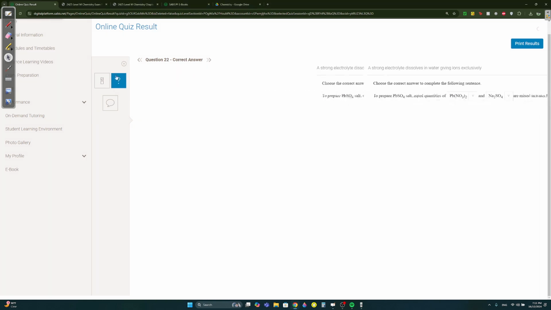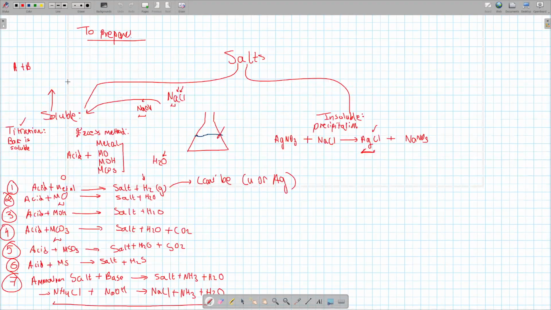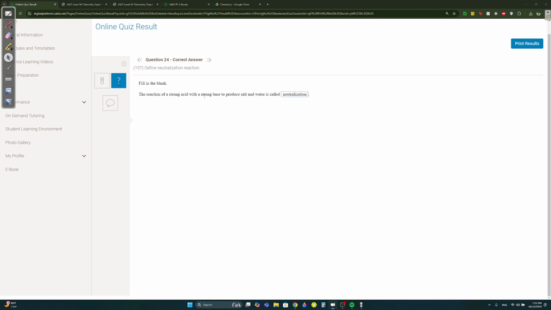Question 22. What electrolyte dissolves exclusively? Strong. The other one dissolves partially, to a limited extent, so that would be weak. Strong dissolves exclusively, weak dissolves to a certain extent. What is the reaction? By the way, all of these reactions are considered neutralization reactions. Neutralization means acid plus base to give a neutral salt, because when you mix acidic with basic, you get neutral.